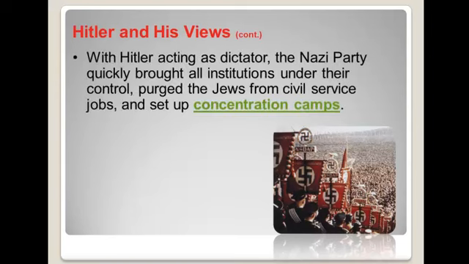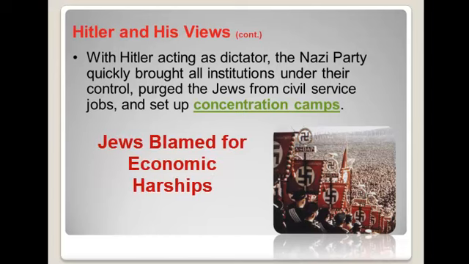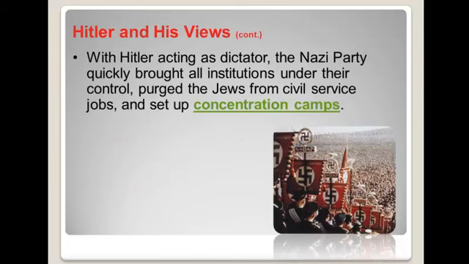Now, with Hitler acting basically as a dictator, the Nazi Party quickly brought all institutions under their control, purged the Jews from civil service and jobs, and set up concentration camps. Now, this time, he blamed the Jews for all the economic hardships that we were talking about earlier, such as the inflation and the high unemployment. Now, the concentration camps were set up not just for Jews, but for anyone who opposed him, okay, including leaders of other political parties.